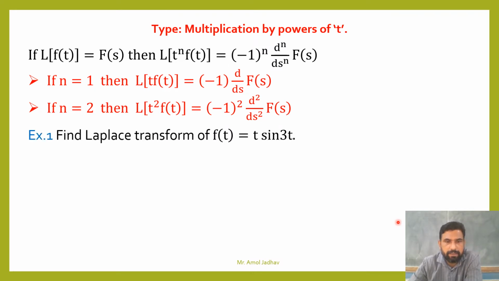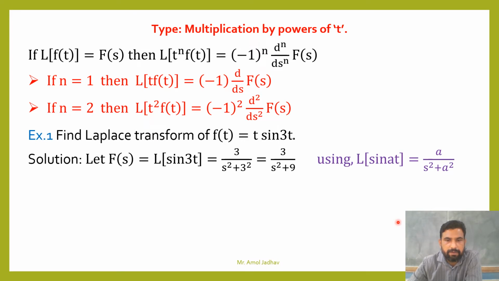See the first example. Suppose f of t equals t into sine 3t. Here, consider sine 3t as f of t. First find F of s, where F of s is the Laplace transform of sine 3t, that is 3 upon s square plus 9, because the result is L of sine at is a upon s square plus a square.